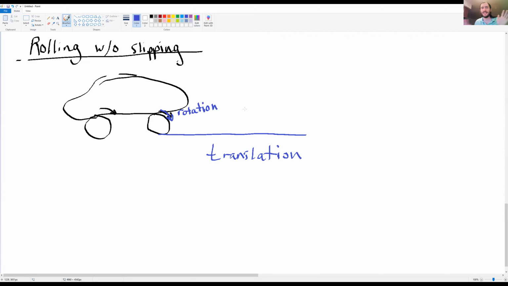And if there's no slipping, then the amount that your tires rotate as you move forward in your car should be related to the distance that you travel in that direction, right? So if I were to roll the tire on the road, if the tire is rolling, then the tire is moving forward on the road.